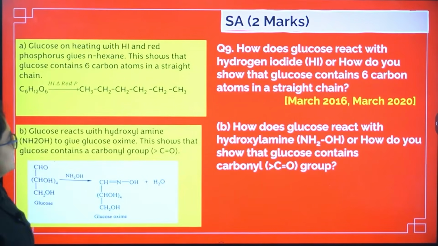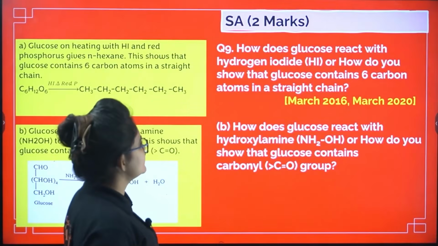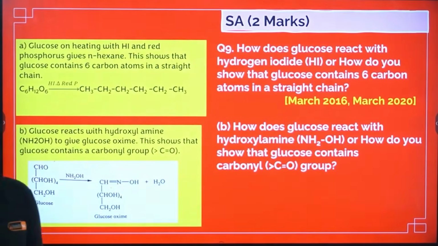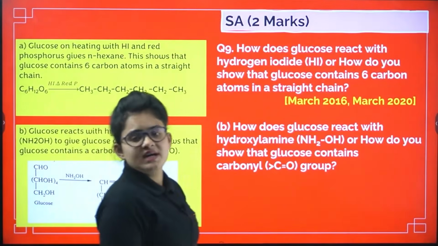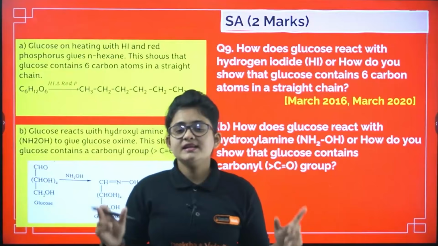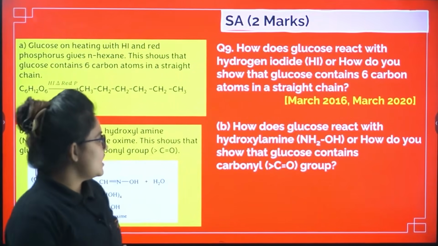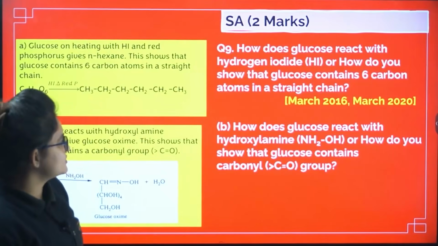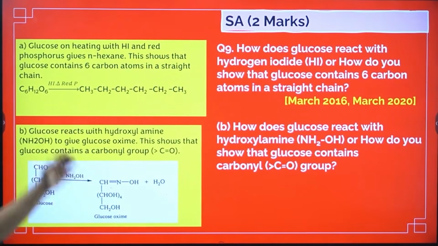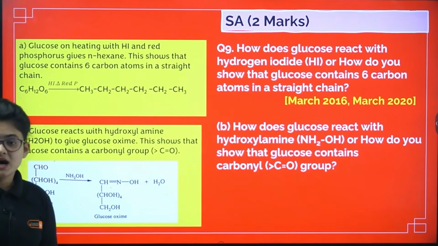Next, how does glucose react with hydrogen iodide, or how do you show that glucose contains 6 carbon atoms in a straight chain? If you treat glucose with HI in the presence of red phosphorus, you will get a 6-carbon straight chain. That tells us that yes, glucose contains 6 carbon atoms. Next, how does glucose react with hydroxylamine? Hydroxylamine reacts with the aldehydic unit and forms glucose oxime. It tells us that glucose contains 1 carbonyl group.